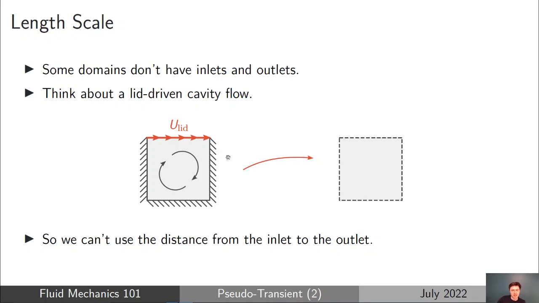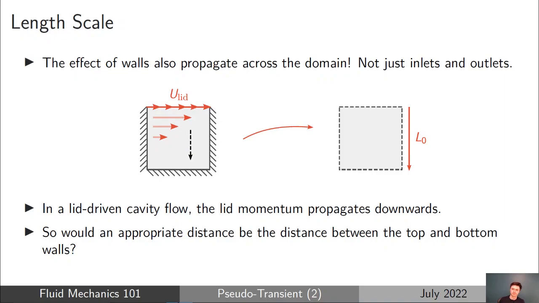And in this case, for the lid-driven cavity flow, we would probably expect one of the side lengths of the lid-driven cavity to be the appropriate characteristic length to take. But why is that the case? Now, the trick is to think that it's not just the effect of inlets and outlets that propagate across the domain, it's also the effect of wall boundaries.